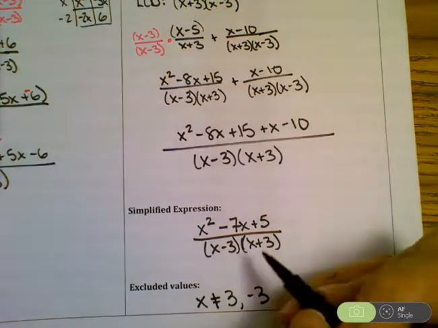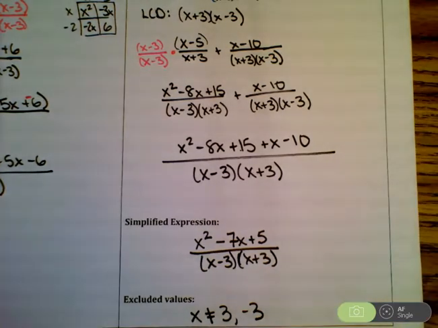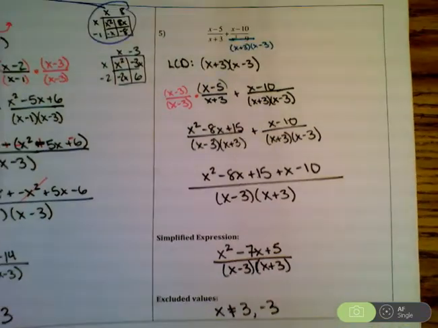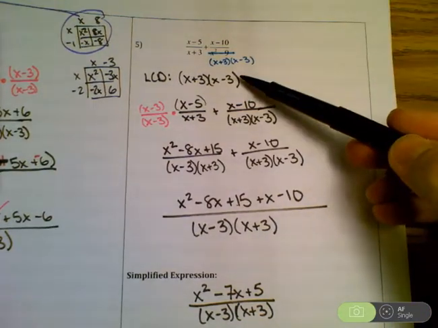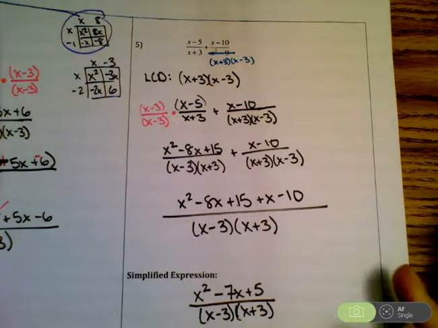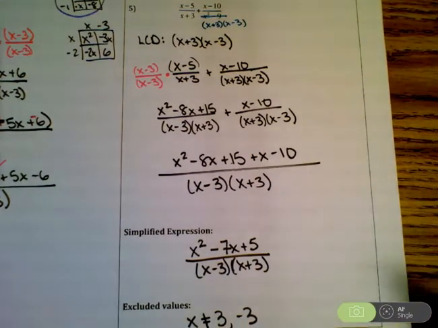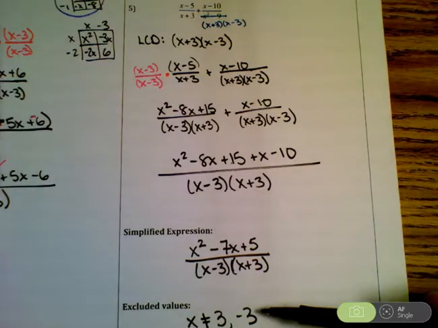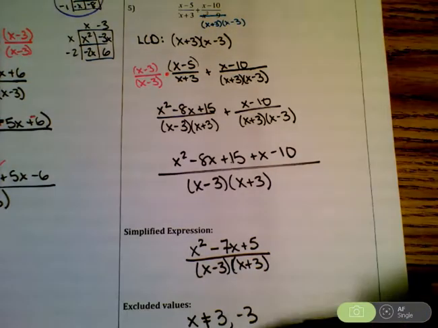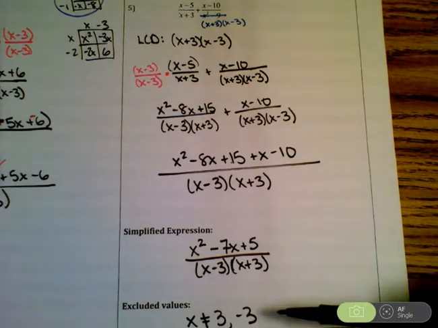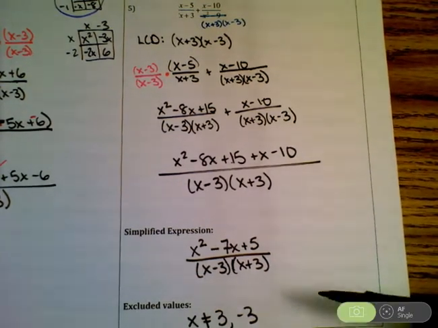Okay. Excluded values you could always find right at the beginning if you wanted to. If I just zoom out a bit here, if you go way back to when you found the least common denominator, notice that that actually gives you also the excluded values. So if you're ever doing a test and you want some credit, if you can find the least common denominator or you can factor the original denominators, you can find the excluded values and get some points. It's always better to get some points than no points. That's your extra thought for today.